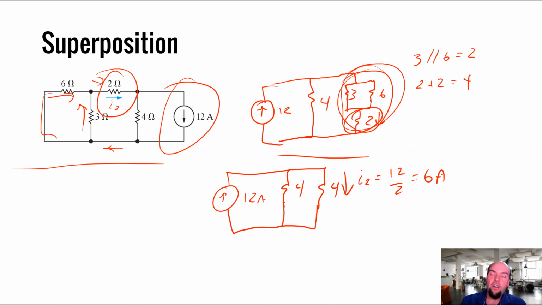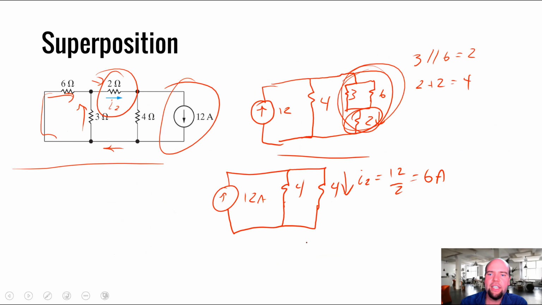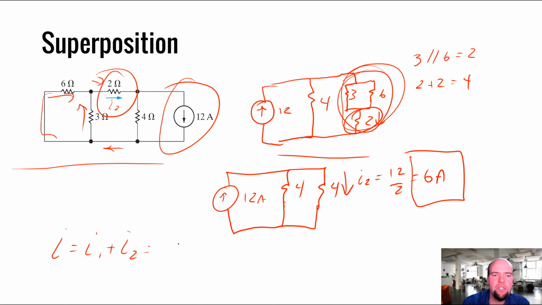So I removed the voltage supply and solved for the one with the current supply. I removed the current supply and solved for the one with the voltage supply. The first time I did it, I got 5 amps for I1 for that current. And the second time I did it, I got 6 amps for that current. So the total current is going to be the sum of those two solutions, which is 5 amps plus 6 amps, which is 11 amps. So that's how we do superposition.